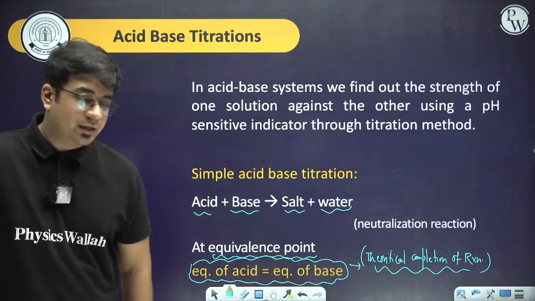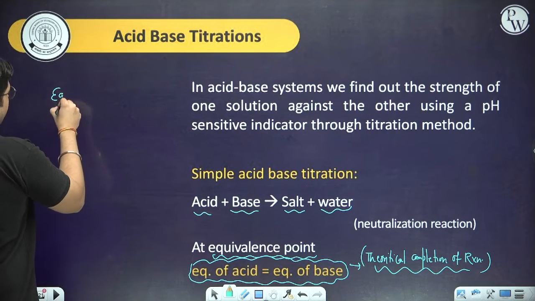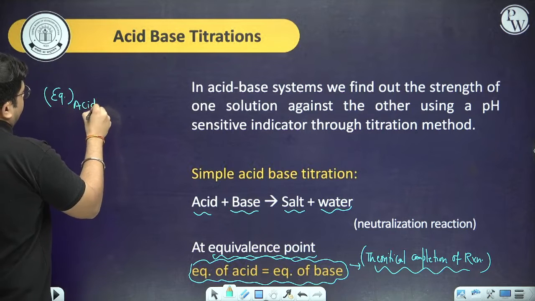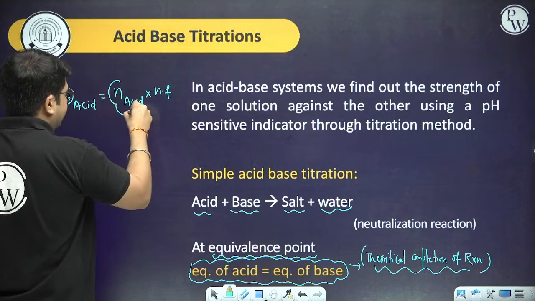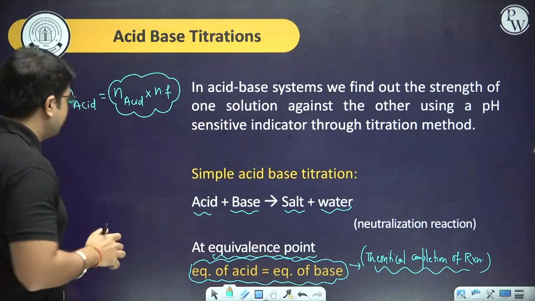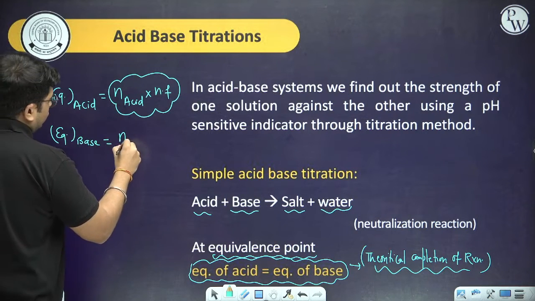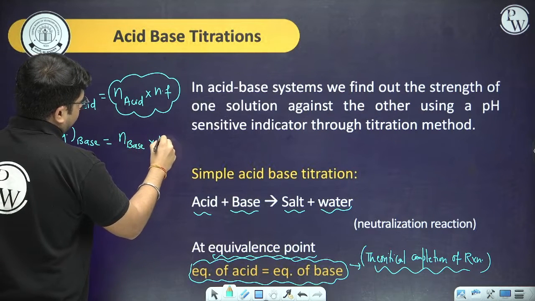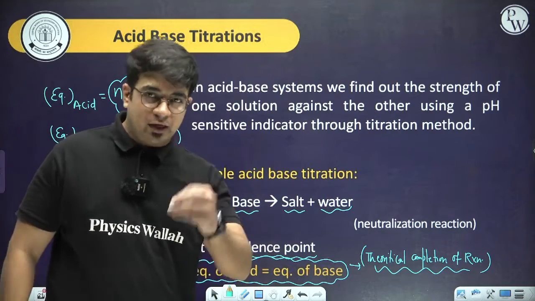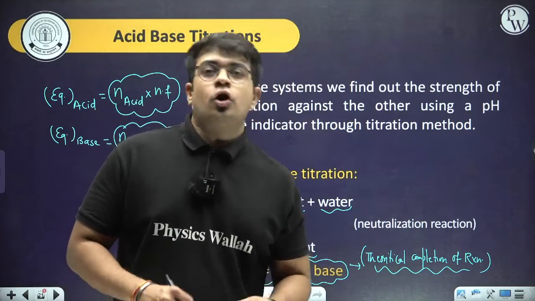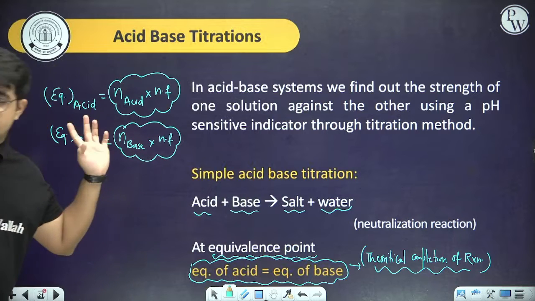If the reaction is theoretically completed, it's very easy to calculate the equivalents of acid as well as equivalents of base. Equivalents of acid will be equal to the number of moles of acid multiplied by its n factor, and in that case the n factor will be the basicity of the acid. In the same way, equivalents of base are equal to the number of moles of base multiplied by its n factor, which is the acidity of the base. You can also convert in terms of molarity into volume multiplied by n factor, or normality into volume. That depends upon the given data. Okay, so just have a look at it.